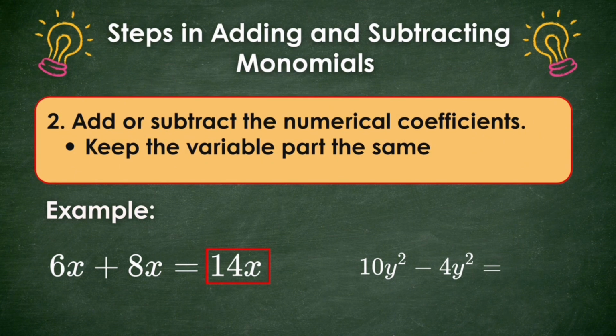We have now here 10y squared minus 4y squared. Are they like terms? Yes, same variable y, same exponent of 2. Subtract the coefficients. 10 minus 4 equals 6. Then keep the variable and exponent the same. So, 10y squared minus 4y squared is equal to 6y squared.